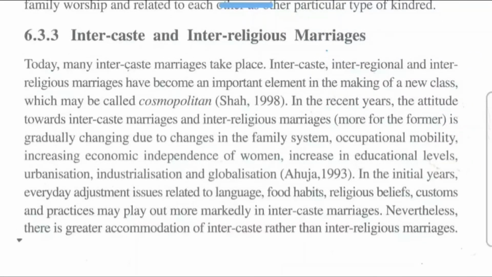6.3.3 Intercaste and interreligious marriages. Today, many intercaste marriages take place. Intercaste, interregional, and interreligious marriages have become an important element in the making of a new class, which may be called cosmopolitan (Shah, 1998). In recent years, the attitude towards intercaste marriages and interreligious marriages, more for the former, is gradually changing due to changes in the family system, occupational mobility, increasing economic independence of women, an increase in educational levels, urbanization, industrialization, and globalization.